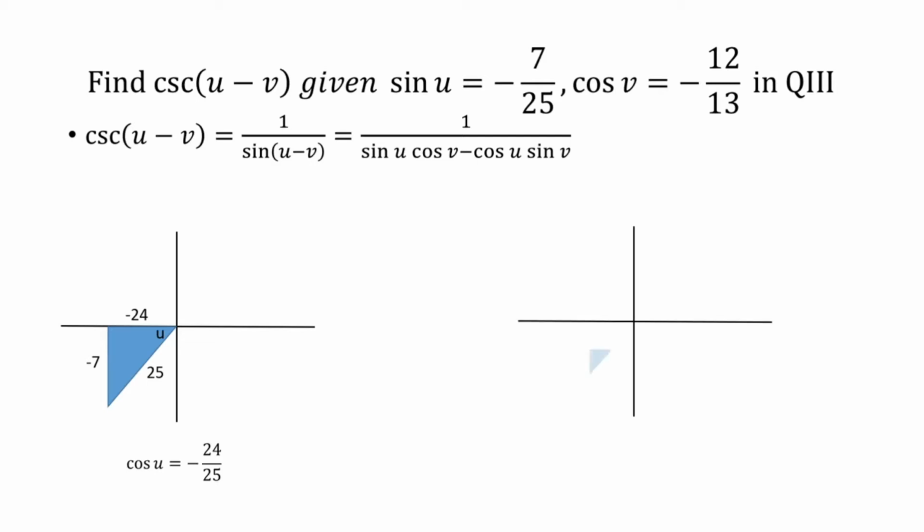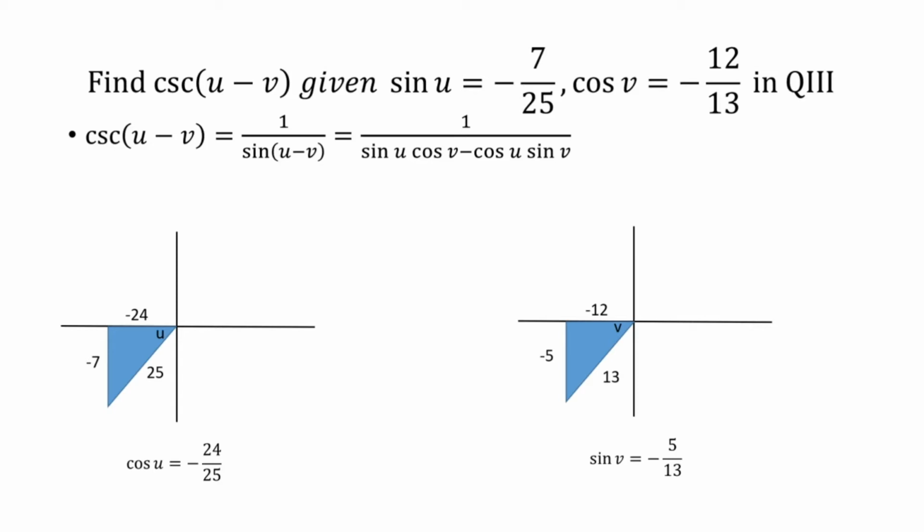Next, let's do the same thing with angle v. We're given that cosine of v is negative 12 over 13. So the adjacent side is negative 12. Hypotenuse is 13. We're in the third quadrant, and we can figure out this right triangle because we know it's a Pythagorean triple. It's a 5, 12, 13 triangle. 5 is negative because we're in the third quadrant. And we can figure out that sine of v is the opposite over hypotenuse, which is negative 5 over 13.